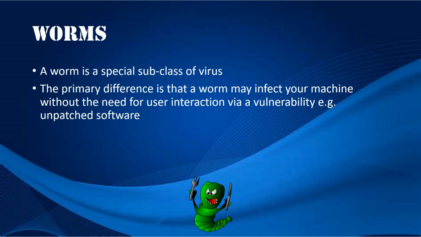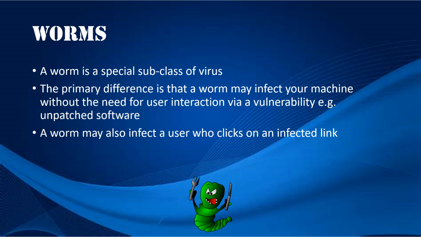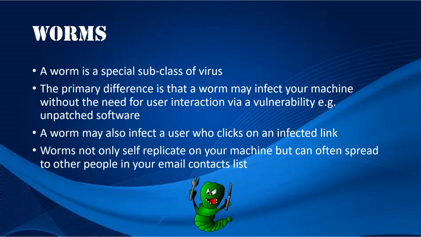A worm is a special subclass of virus. The primary difference is that a worm may infect your machine without the need for user interaction via a vulnerability such as unpatched software. A worm may also infect a user who clicks on an infected link. Worms not only self-replicate on your machine, but can often spread to other people in your email contacts list. Worms continue to self-replicate using up system resources until they slow or crash the computer.